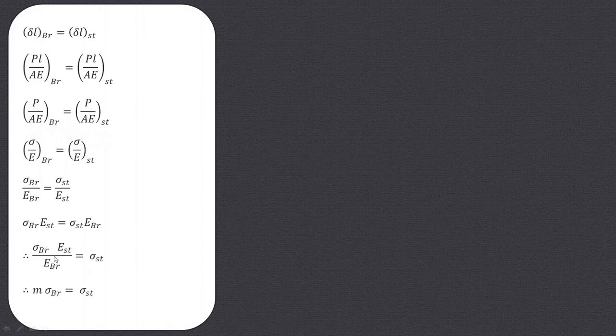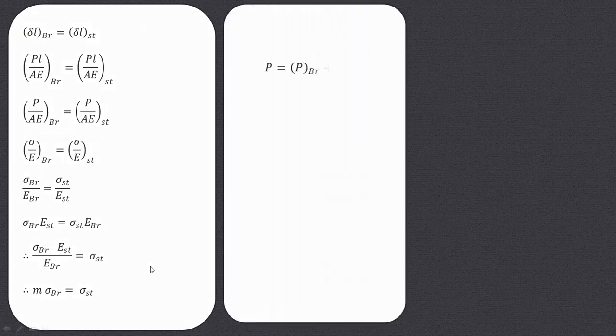Now this ratio is known as the modular ratio, that is the ratio of two elastic moduli or two moduli of elasticity, and this value is always greater than 1. So EST is always greater than EBR. So the ratio of two moduli of elasticity is known as modular ratio, that is M. So it is M into sigma BR is equal to sigma ST.